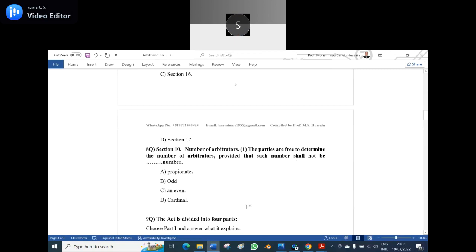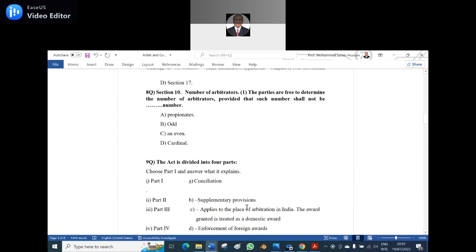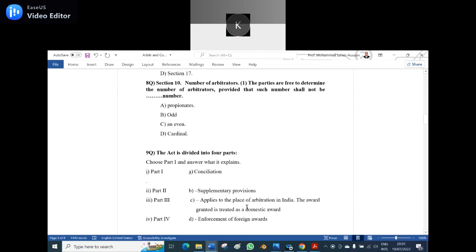Did you understand the question first? Section 10 clearly says number of arbitrators. Odd, sir, option B. Wrong. The statement says the number shall not be even. The condition means there shall not be an even number. You are not observing. Shall not be. Yes, sir. Because even numbers means divisible by 2, odd numbers means not divisible by 2. It should be odd, but you have to understand the statement: shall not be even.